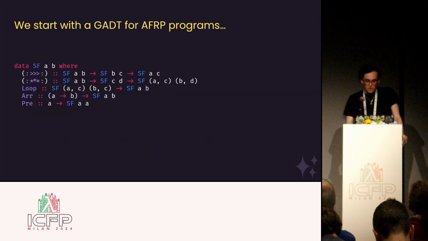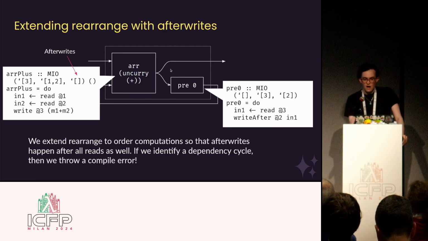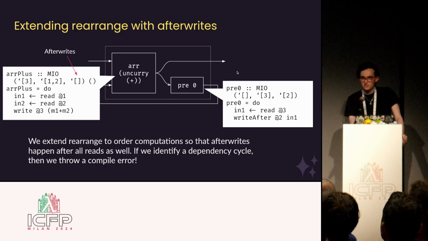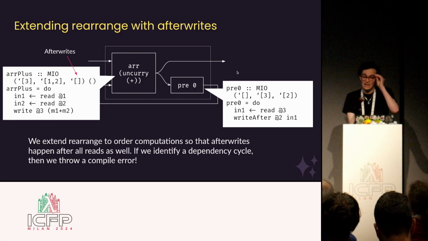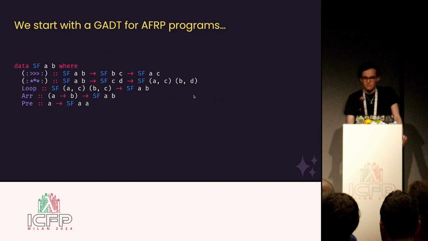I'm going to briefly talk about how we transform our AFRP programs into these computations, because given they're annotated at the type level, you can imagine we have to do a little bit of type level magic. Oh dear. So how do we do this?